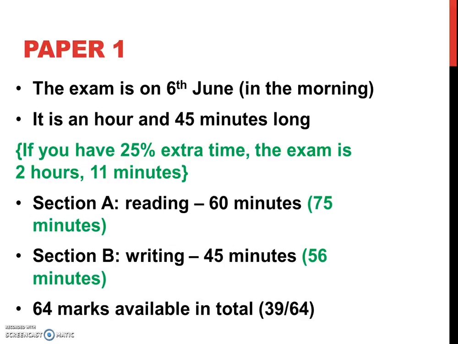Now, Section A assesses you for reading. They suggest you spend 60 minutes on this, or 75 minutes if you get 25% extra time. Section B is assessed for writing. They suggest you spend 45 minutes on this, or 56 minutes if you get extra time. There are 64 marks available in total. We are aiming for 39 out of 64 as our starting point. That's what will get us the grade 4. Clearly more marks than 39 will then take us closer to grades 5, 6, 7 and so on.